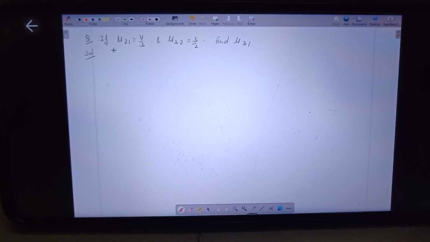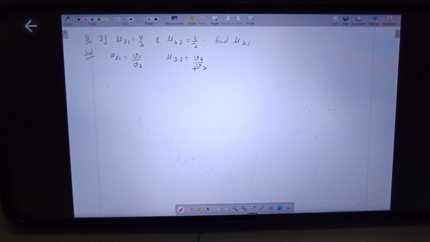So now, if I'm saying refractive index of medium 2 with respect to 1, that means speed of light in 1 upon speed of light in 2. Refractive index of medium 3 with respect to 2 means speed of light in medium 2 upon speed of light in medium 3. So if you do like this, you'll get here.